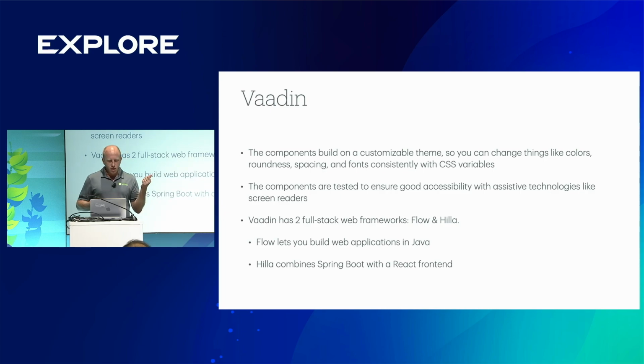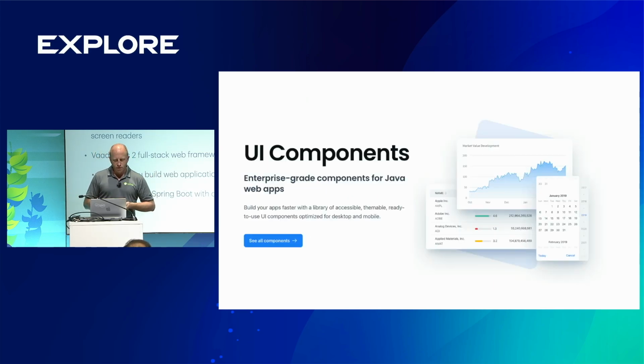Okay, so the components I just talked about are built on customizable themes, so you can change things like colors, roundness, fonts, etc. What I really love is these components are tested to ensure good accessibility, which is usually an afterthought, unfortunately. I really like that they put that right into the framework here so that they're available on things like screen readers. Again, Vaadin has two full stack frameworks. One is Hilla, one is Vaadin Flow. We're going to talk about Vaadin Flow.